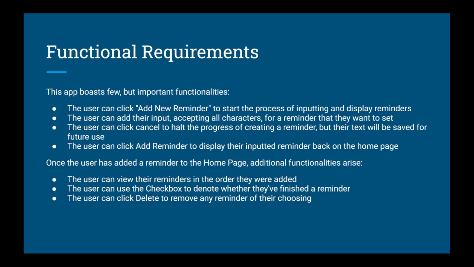So for this one, you have your basic functions that add new reminder, in which you're shown an input screen, which accepts all characters, text, numbers, everything. And there's also the cancel button, which will keep track of what you had previously written, for better or for worse. In case you accidentally click cancel, you can go back and your progress will be saved. And then, of course, once you have input added, you can click add reminder to display it to the home screen. And now that our home screen has changed, we now display each reminder in the order they were added.